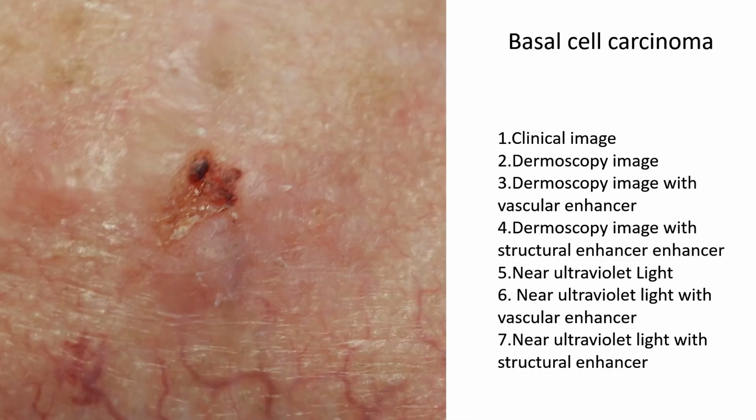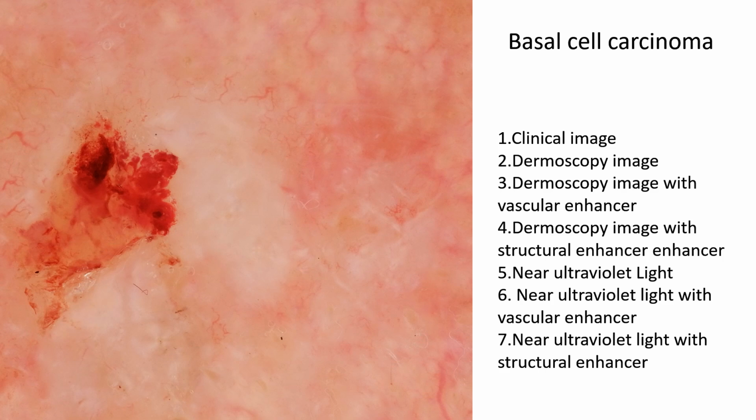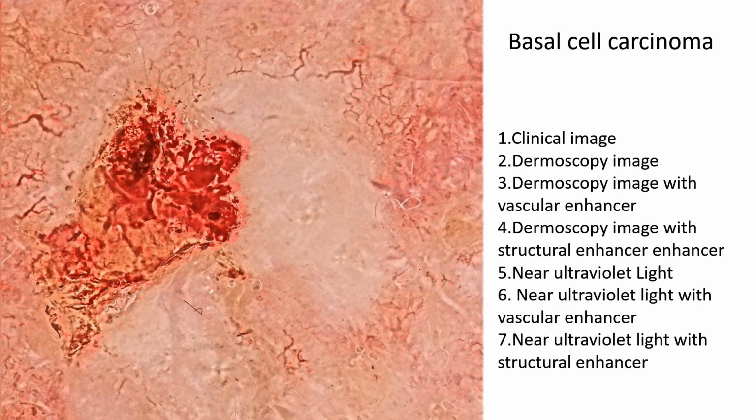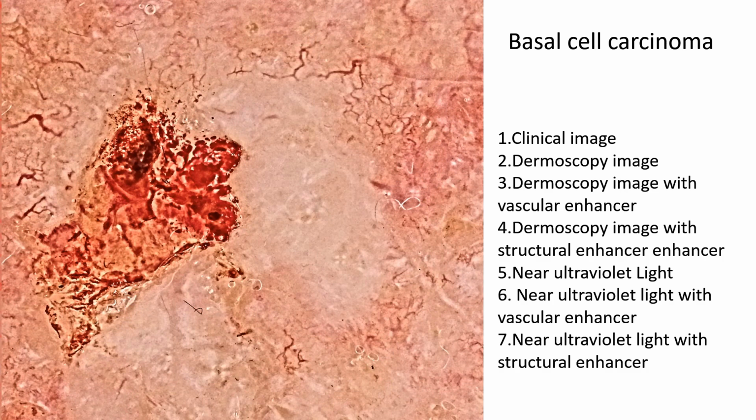Crusted, eroded area, not an easy diagnosis. Dermoscopically, an area of ulceration, a milky white area. With the vascular enhancer, you see some of these vessels which are more prominent and serpentine. This reddish area is the erosion leading to an ulceration. And you can see the serpentine vessels at the periphery with this crusted, eroded area and this milky white appearance.